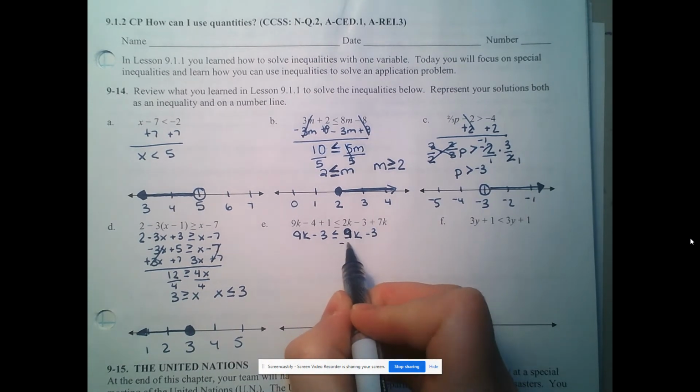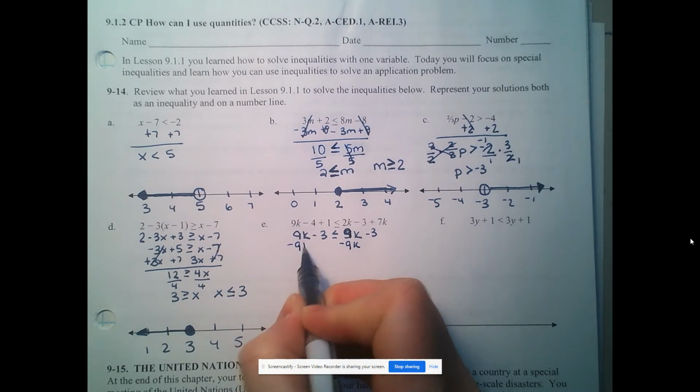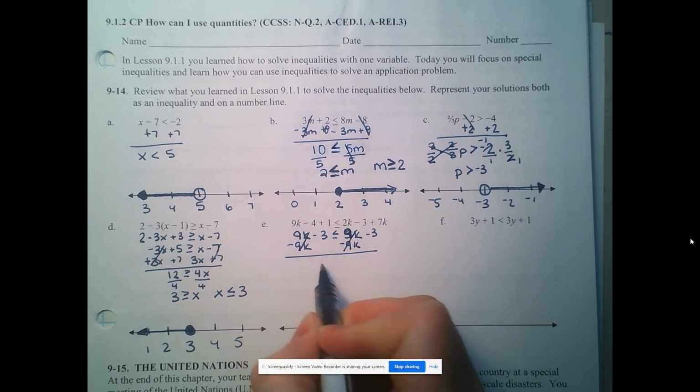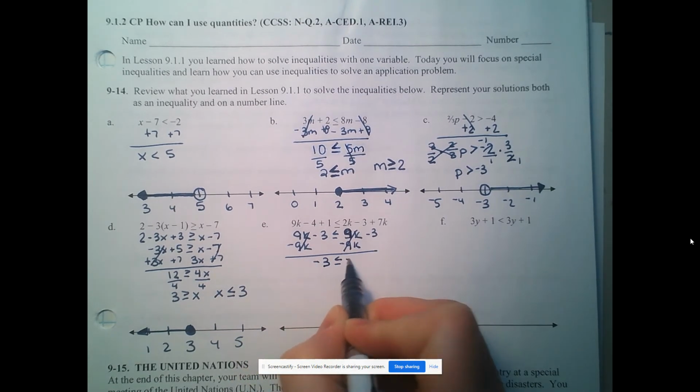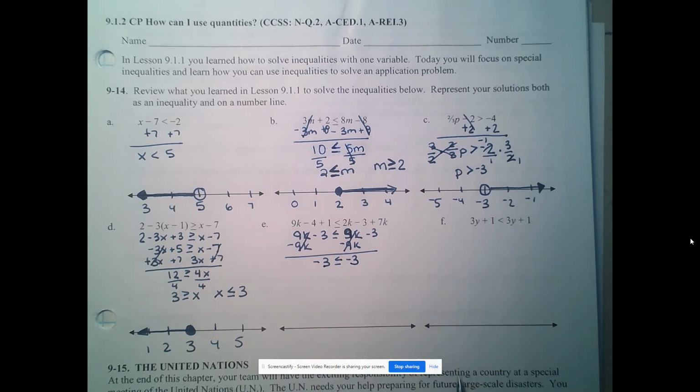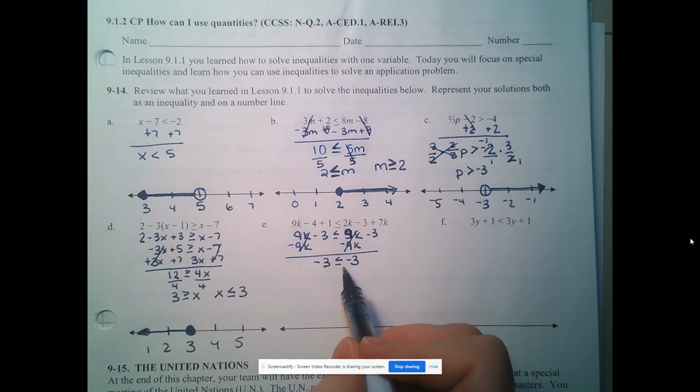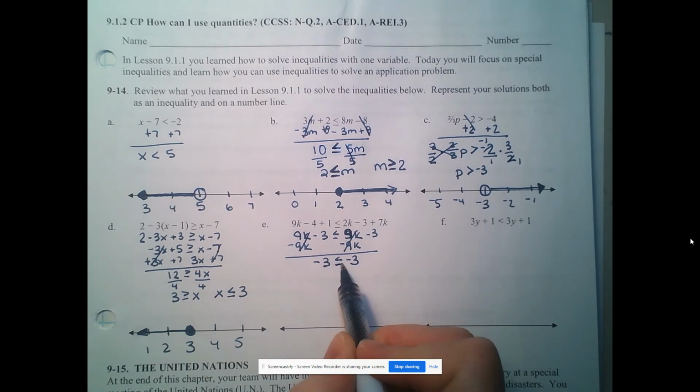So when I go minus 9k, you'll notice that all I have left is negative 3 is less than or equal to negative 3. I have no variables. I have nowhere to substitute any numbers. And this statement is a true statement. Negative 3 will always be less than or equal to negative 3 because of the equal to part.